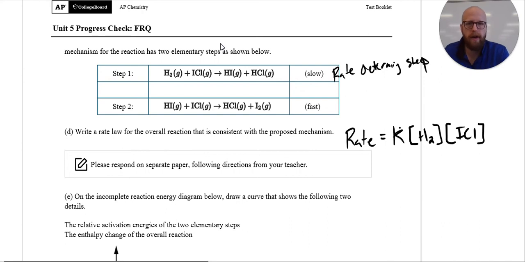There's my rate law. How do I know that? I look at my coefficients here: 1 and 1. So it's first order with respect to both hydrogen and ICl. How do I know that? I know that from the slow step.